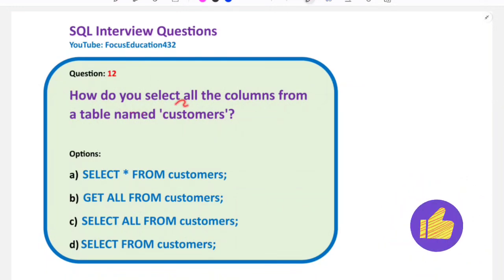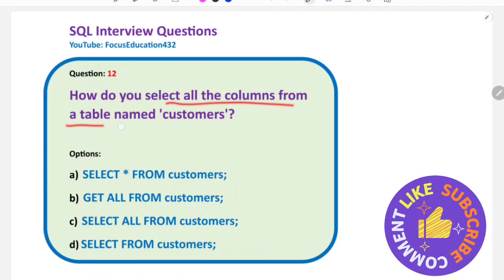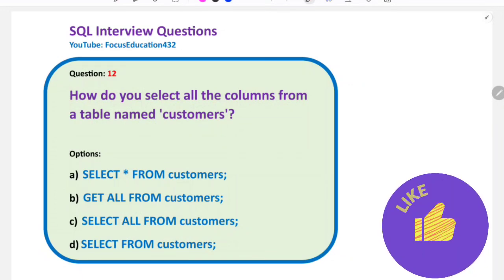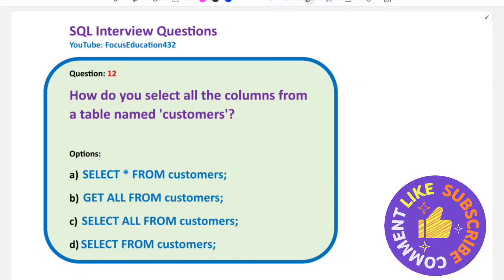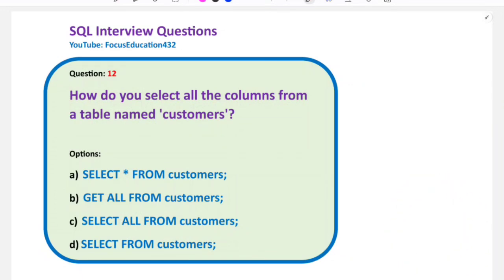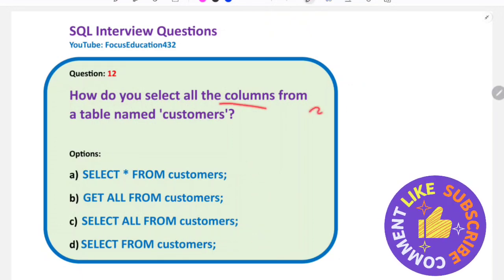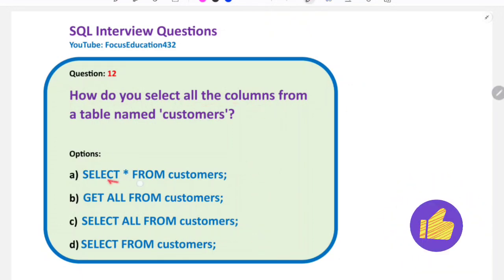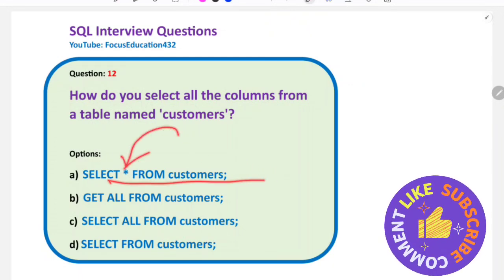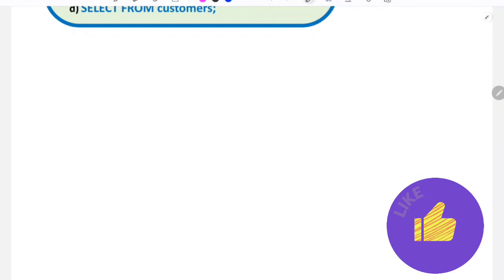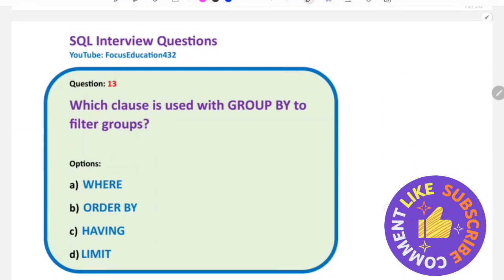So how do you select all the columns from a table named customers? That means we want to display all the columns and all the data in the columns. So which statement do we write? To display all the columns, we will write select star from customers. So star means it will display all the columns from the table customers which we mention here.